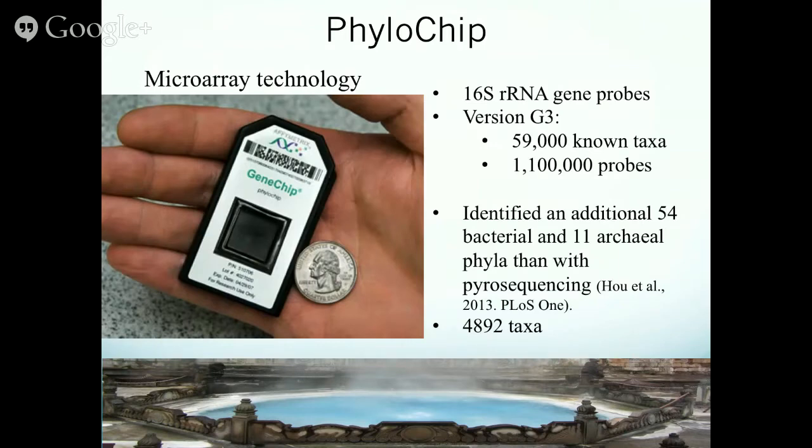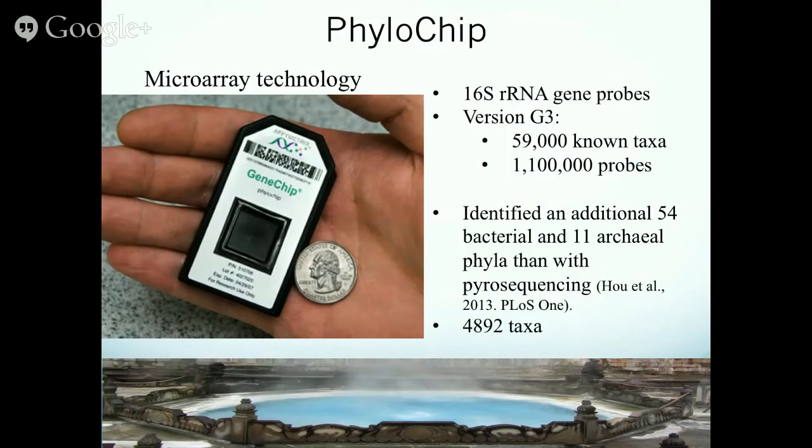And to measure these, we use the PhyloChip, which is a microarray technology. It has probes on it for 16S RNA genes. The latest version that we were using, the G3, has almost 60,000 known taxa, probes for known taxa, with a little over a million different probes. So each of those taxa has redundant probes on there, and there are slight changes, so we can tell not only what taxa is there, but some of the closely related taxa from that particular probe.